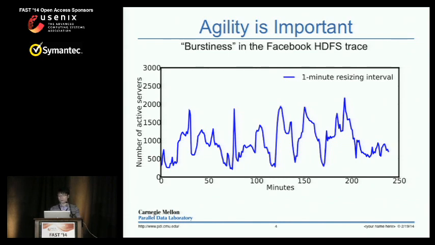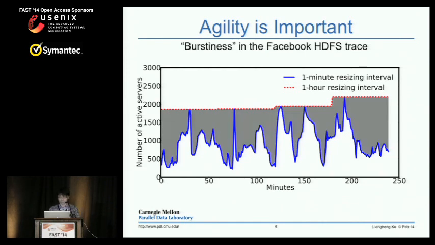The blue line represents the behavior of a very agile system that can resize at a granularity of one minute. In fact, the shape you see here is quite close to the shape of the actual load. Previous elastic storage systems usually rely on very infrequent changes. The red line shows the resizing action of a less agile system that can only resize hourly. For each period, the number of active servers corresponds to the peak throughput in that period, as is done in Sierra, so as to avoid significant latency increase.